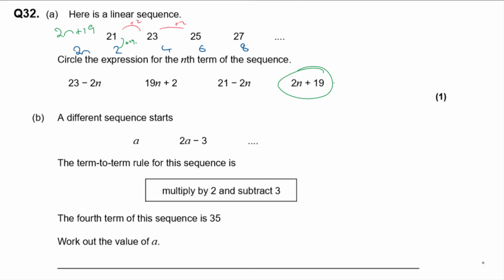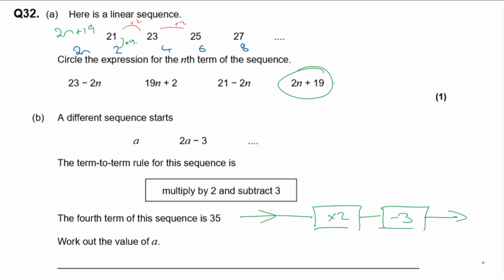A different sequence starts a, 2a minus 3, and so on. The term-to-term rule for this sequence is multiply by 2 and subtract 3. Now, the fourth term of this sequence is 35. Work out the value of a. Okay, so you've got like a two-step function, isn't it? You've got your number. You are multiplying by 2 and then you are subtracting 3.